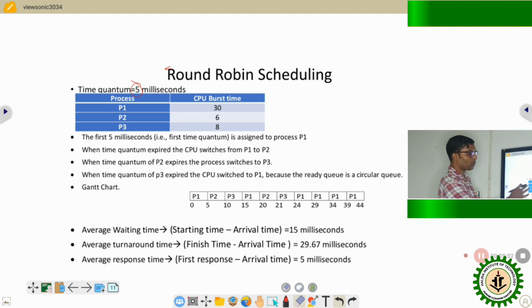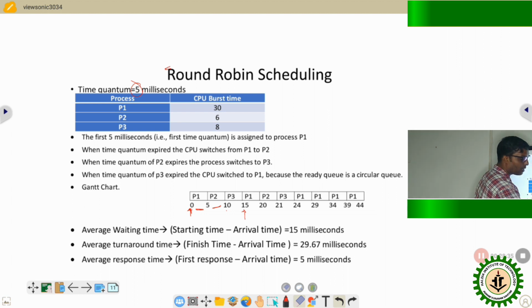So process P1 will execute 5 milliseconds, P2 will execute 5 milliseconds, then P3 executes 5 milliseconds. The process will be added to the tail of the ready queue. So all the processes here start again at time 0. Process P1 starts its execution and it lasts up to 5 milliseconds. Process P2 starts its execution, it executes up to 5, that is 10 now. P3 up to 15. Now what will happen after that?